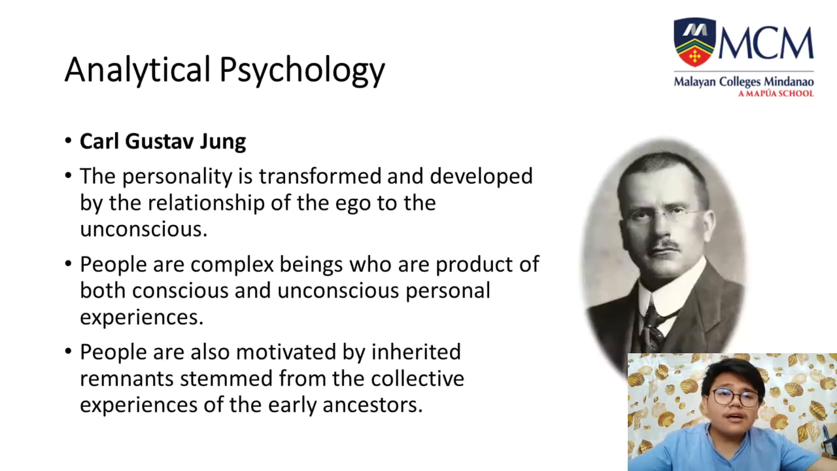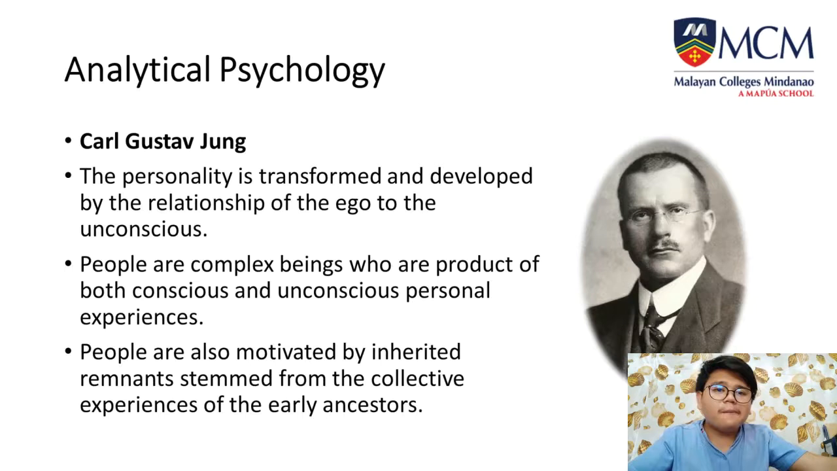Next, the analytical psychology of Carl Jung, and he is one of the most favorite psychologists in psychodynamic theories. His name is Carl Gustav Jung, and he was actually associated with Sigmund Freud before, but in the end they separated because they had differences in their beliefs and concepts of psychodynamics in psychology. So Carl Jung proposed that the personality is transformed and developed by the relationship of the ego to the unconscious. So he highlighted here the ego, the relationship of the ego to the unconscious.